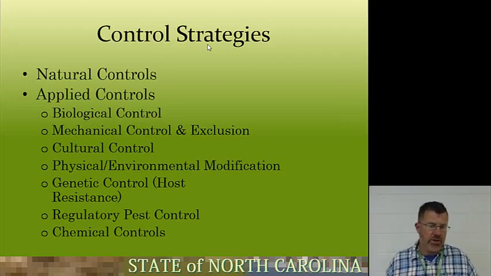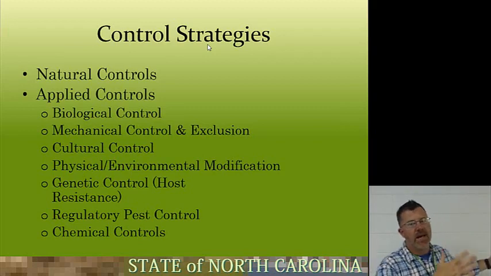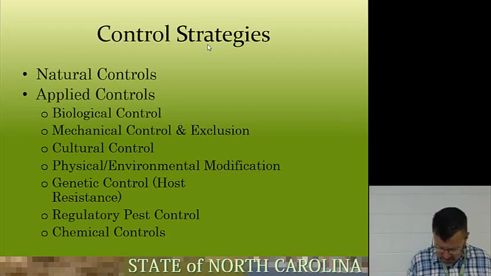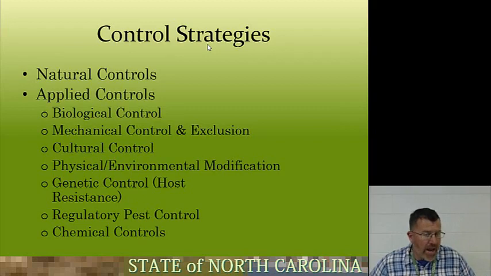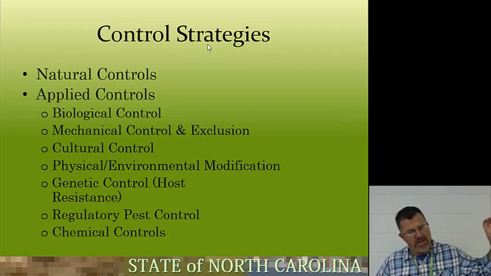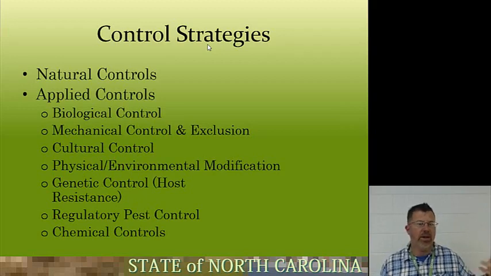Mechanical control and exclusion. As simple as caulking around doors and windowsills and stuff like that, not to allow bugs to come in. You know, screens on the windows. We're keeping the pest out of our house. Traps would be considered mechanical. You see these lights hanging that the bugs fly into and they get electrocuted.